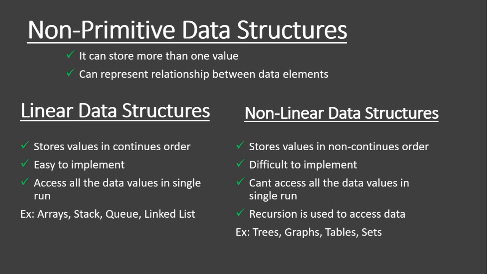Some examples of linear data structures are arrays, stack, queue, and linked list. In all of these data structures, the values can be stored or arranged in a sequential fashion, so they come under the group of linear data structures. Coming to the non-linear data structure, here the data values are stored in a non-sequential fashion. The examples we have for non-linear data structures are trees, graphs, tables, and sets. So these are all the examples of non-linear data structures.